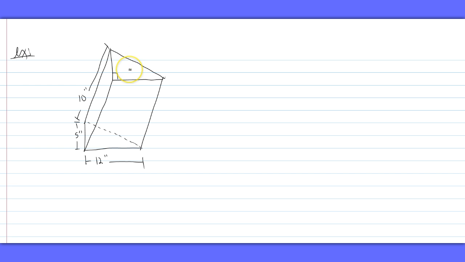Here's our first example of actually finding a volume. We have a triangular prism. More specifically, it's a right triangular prism. It's a right prism because the lateral edges are perpendicular to the top and bottom, and also these bases are right triangles. So we're going to say the volume is capital B times H.